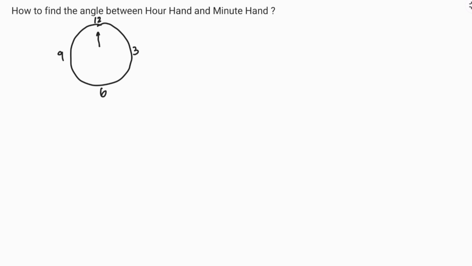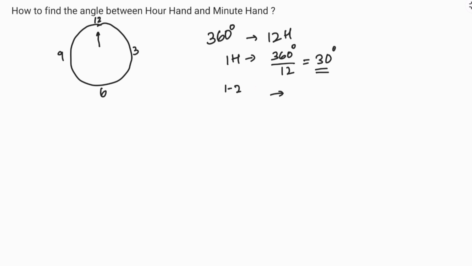So my hour hand completes 360 degrees and it has 12 hours. So I can say that every hour my hour hand completes 360 degrees by 12, that is 30 degrees. So every hour my hour hand moves 30 degrees. Now it is also not true that hour hand jumps from 1 to 2 directly. It moves slowly.